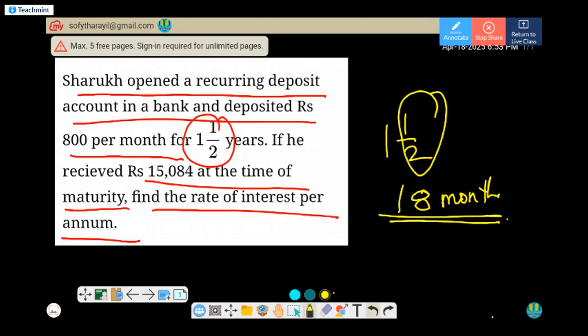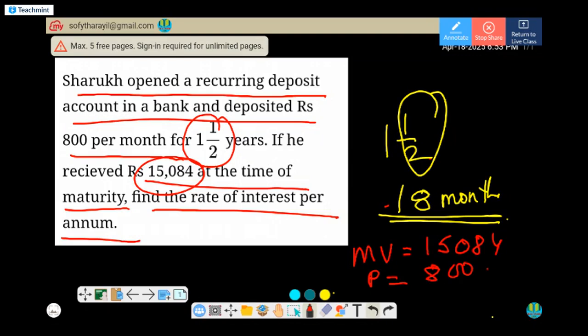Next, we also have the maturity value given. MV is given to us as 15,084, and the P value, monthly installments also given, which is 800. Okay. What will be the first approach? How are we going to solve this? What is the first step that we need to take to get the answer? Find the SI first. Correct. We are going to first find the SI value.